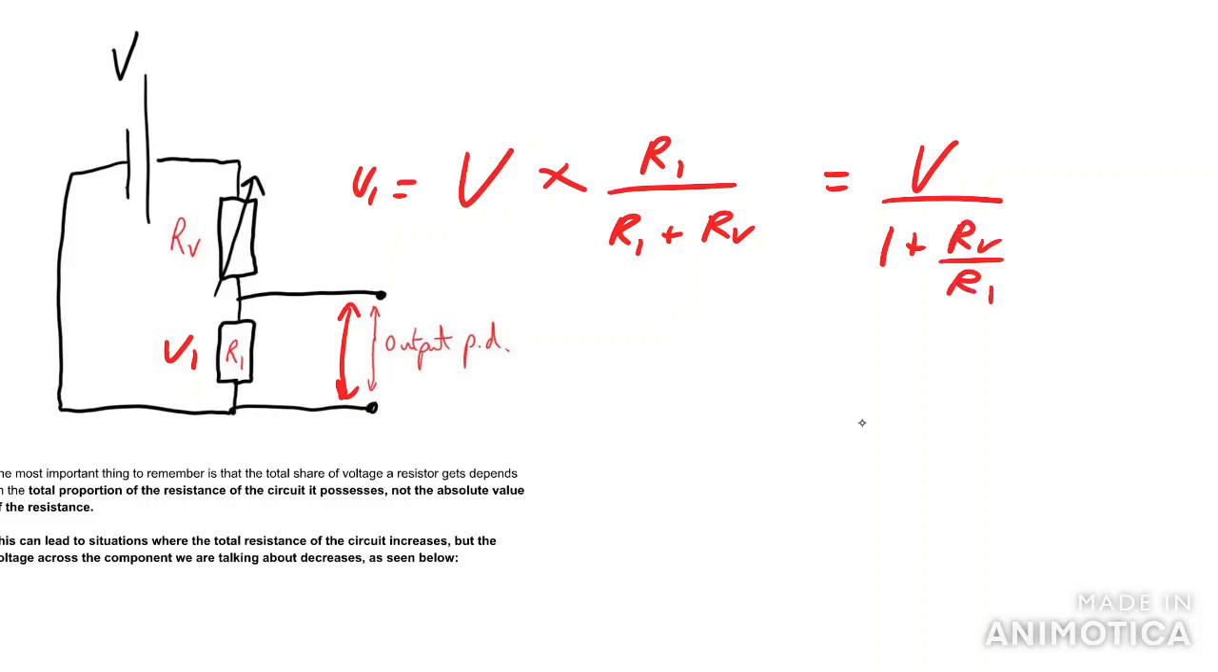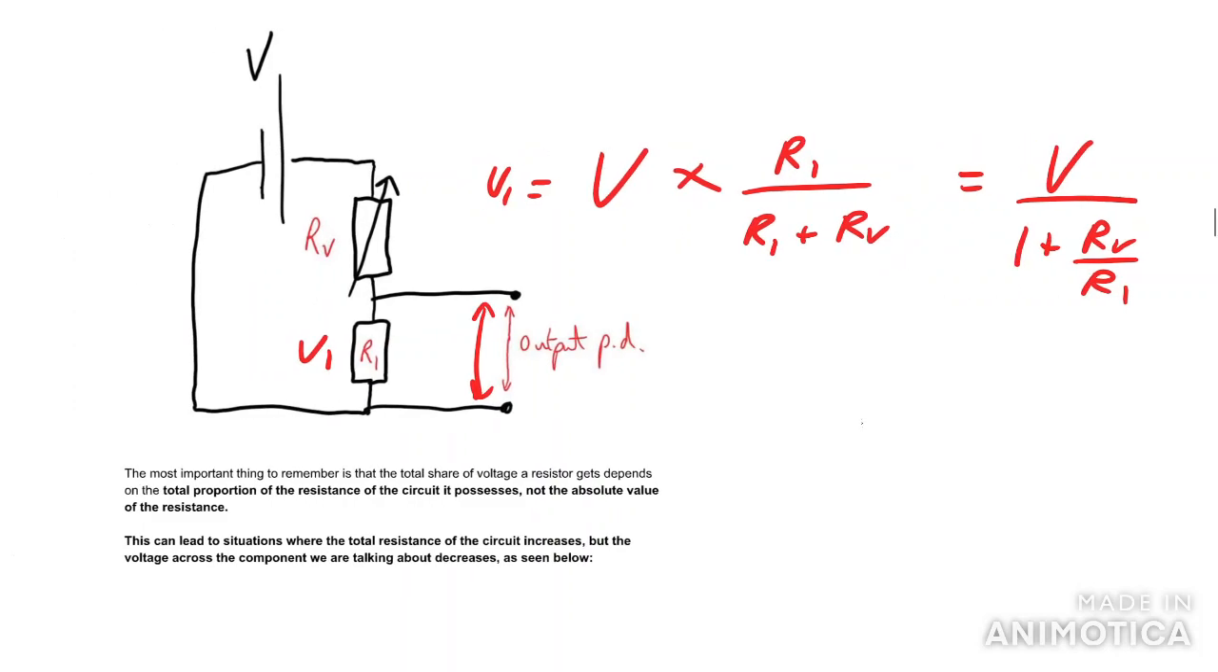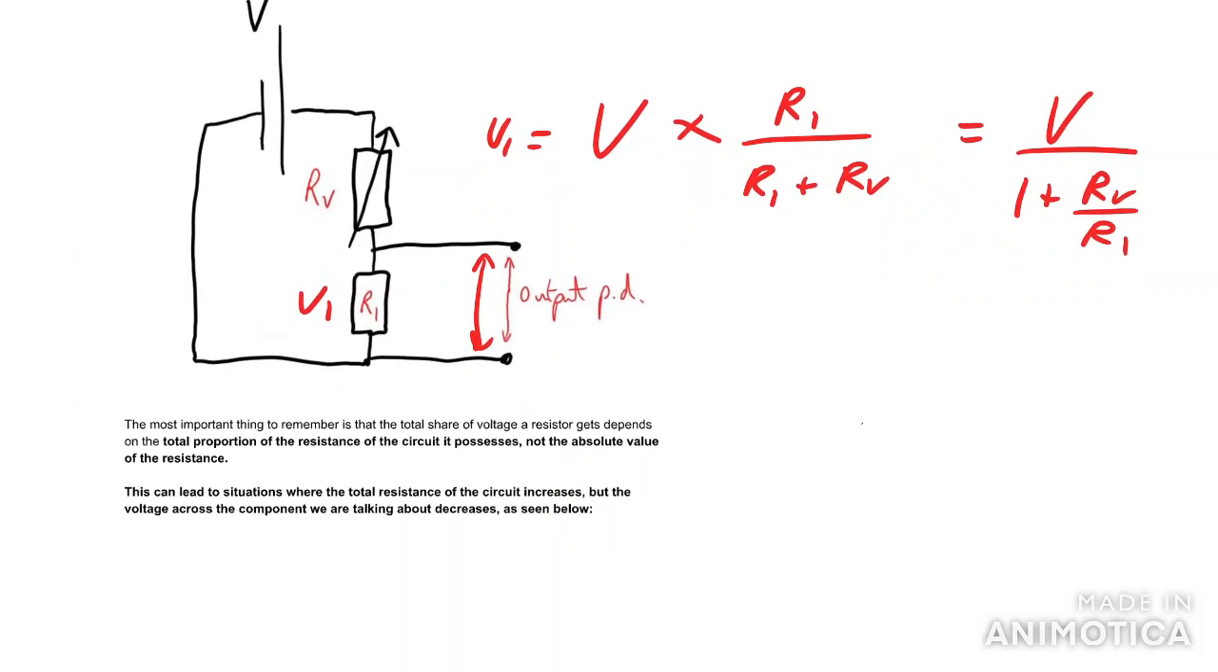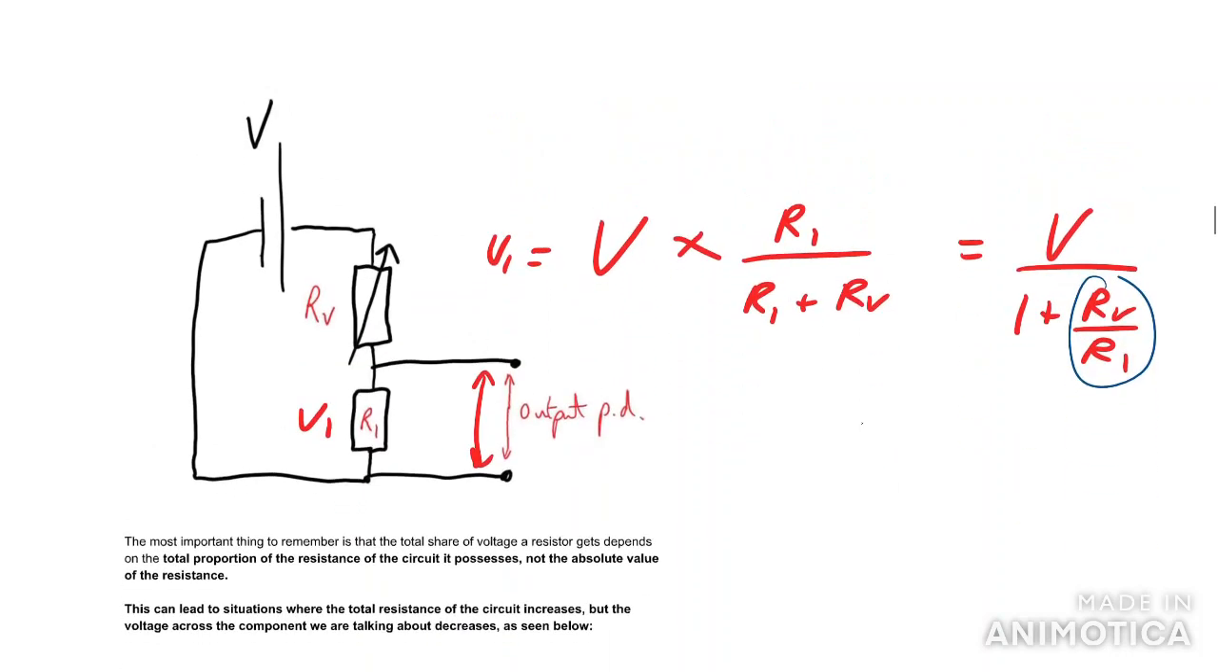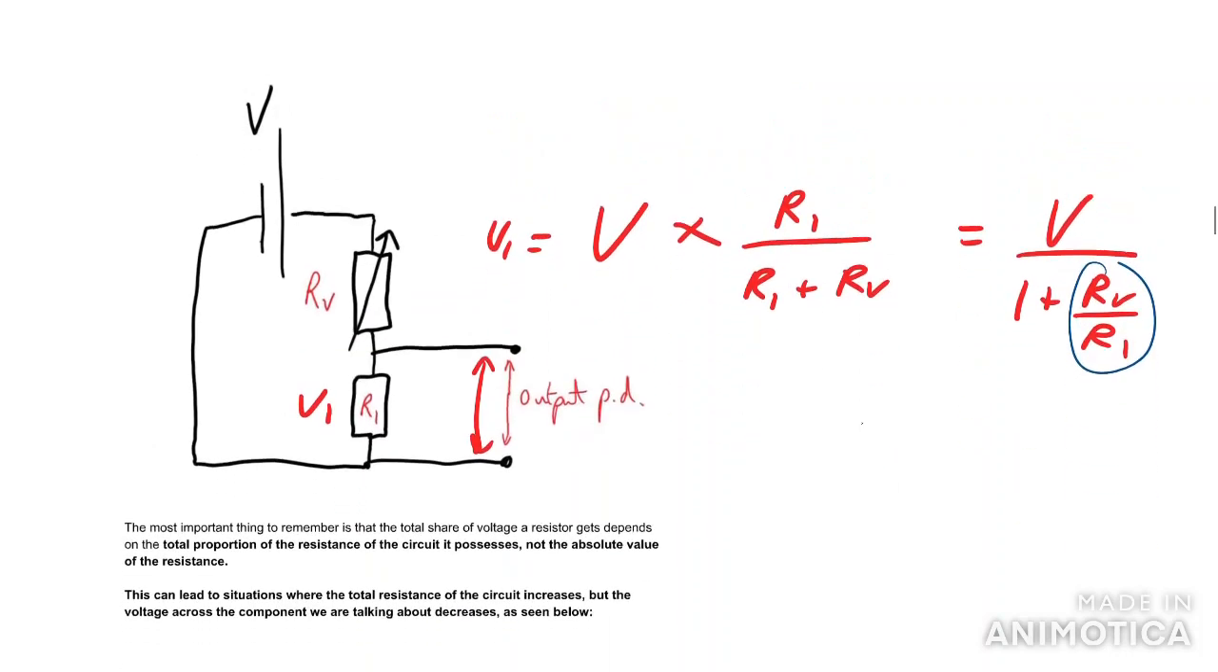And so what we can say is that by varying RV, we can make this anything we like. If you imagine increasing RV towards infinity, then we could make the voltage effectively 0, or if we decrease it towards 0, we can make the voltage V. So the most important thing about potential dividers is that we can get to any output voltage we want in a very easy way.